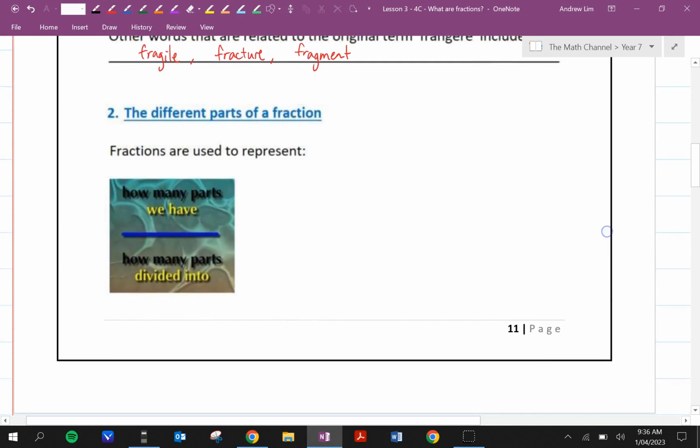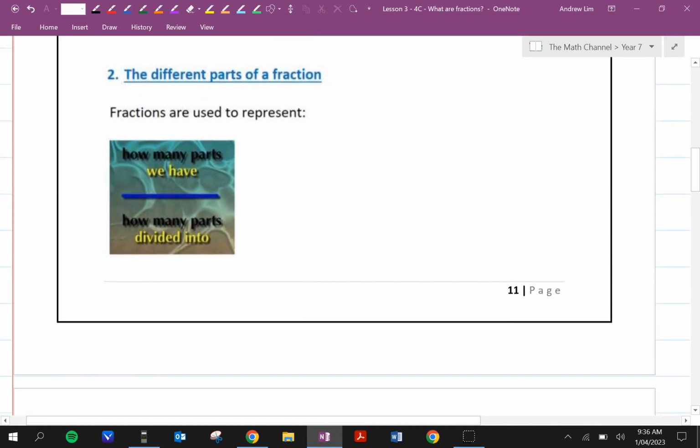Right, let's have a look at the different parts of a fraction. Fractions are used to represent how many parts we have out of how many parts something is being divided into. At the top of the fraction, we call this the numerator. At the bottom of the fraction, we call this our denominator. And that line that separates them has a special name called a vinculum.